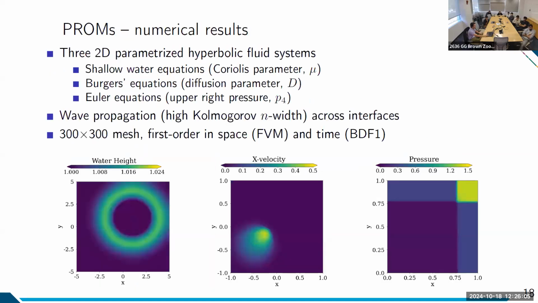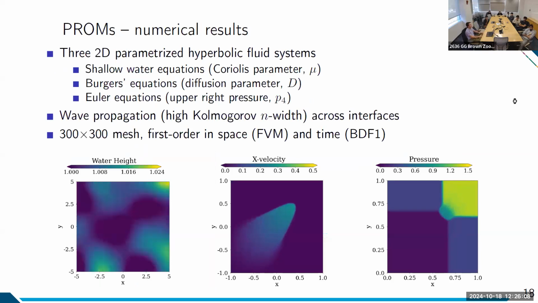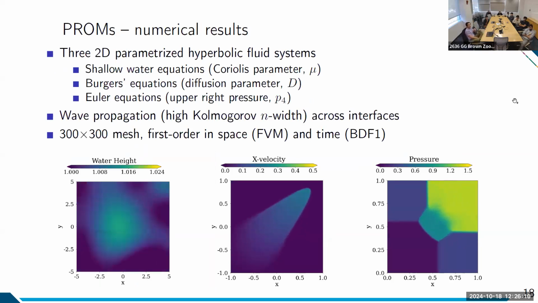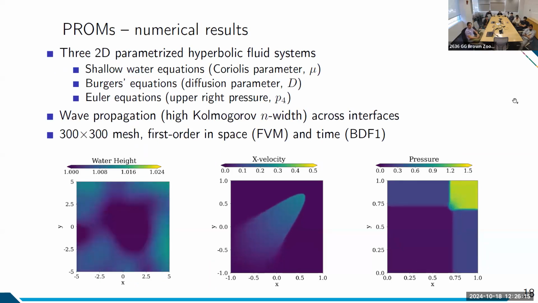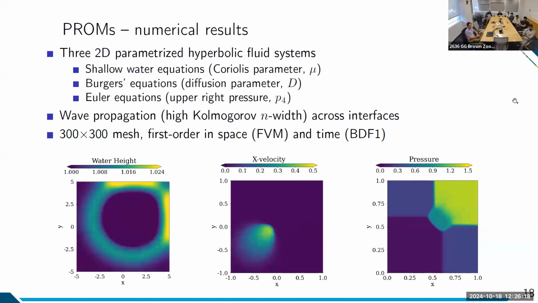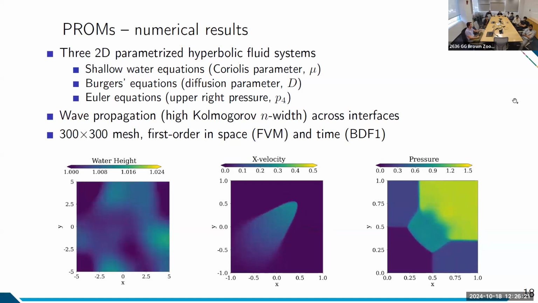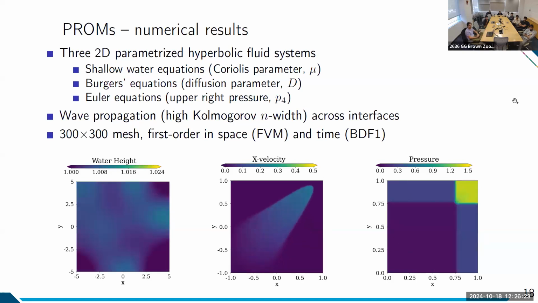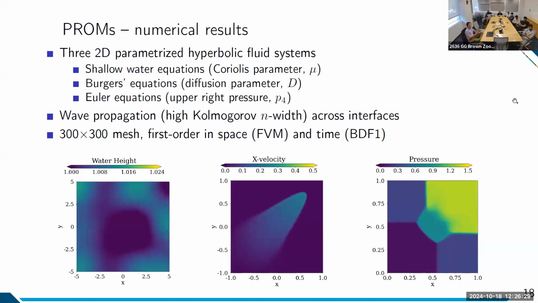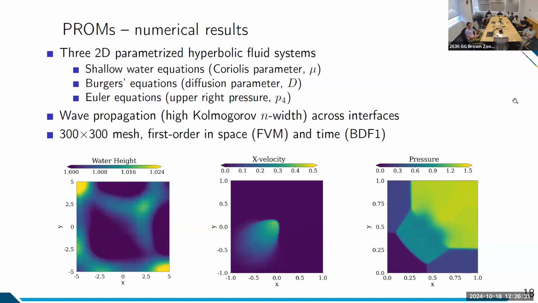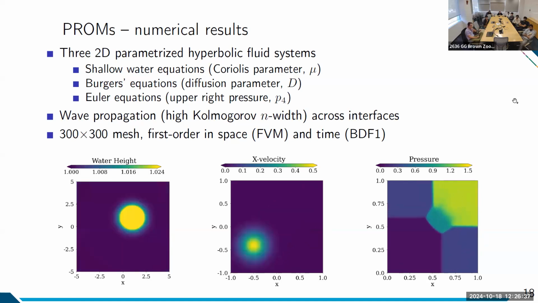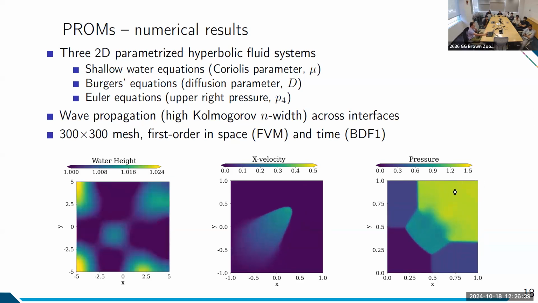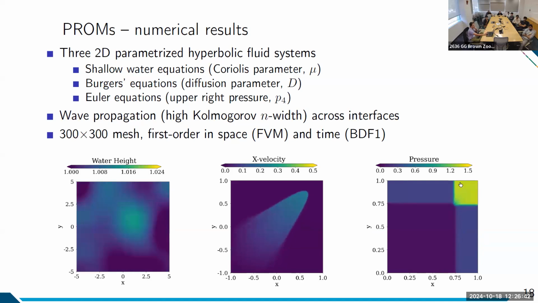And so to demonstrate these tactics for canonical, but we like to think challenging nonlinear fluid flow systems, where you have these wave propagation phenomena that are generally hard to represent by linear subspace methods, we're going to look at the shallow water equations where we are varying this rotational Coriolis parameter mu, the 2D Burgers equations where you're varying the diffusion parameter, and the Euler equations where you're varying the initial pressure in the upper right quadrant of this Riemann problem.